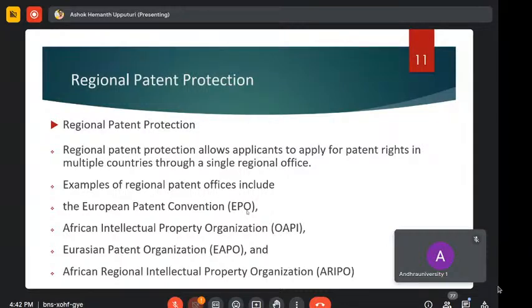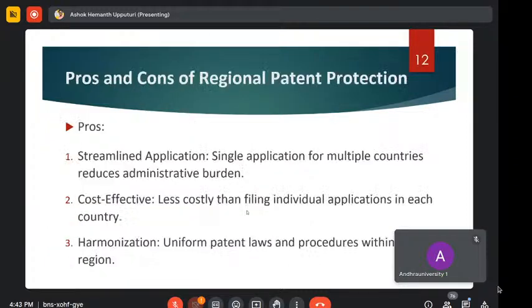For example, if you want to launch your application in countries in Africa, which belong to a single region, you can use one of these, and you need not file a PCT by paying high fees, or go with the conventional route where you cannot manage more than 4 or 5. So what are the pros and cons of regional patent protection? The pros: a streamlined application, a single application for multiple countries, and reduced administrative burden. You need not file in each and every country, you can file at a time. It is cost effective, and there is harmonization, like uniform patent laws and procedures within the region.